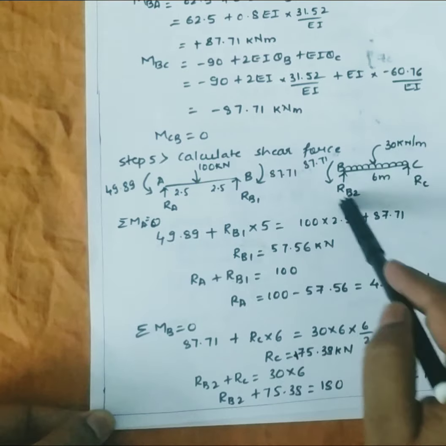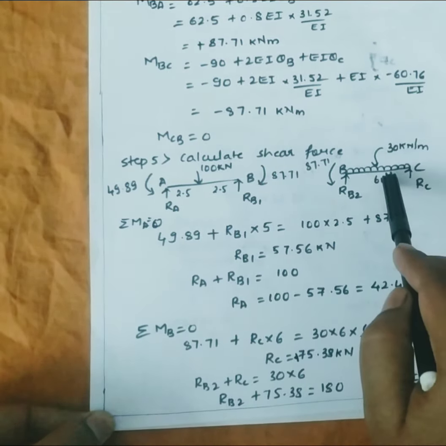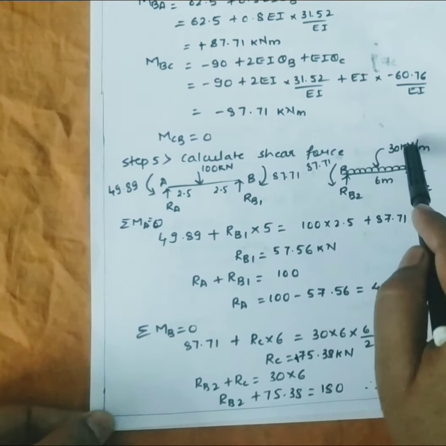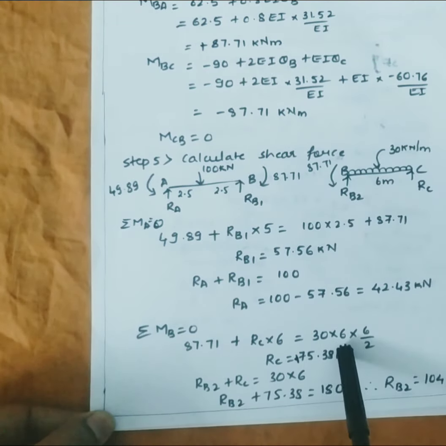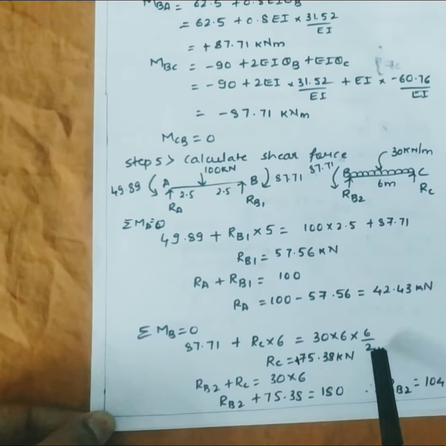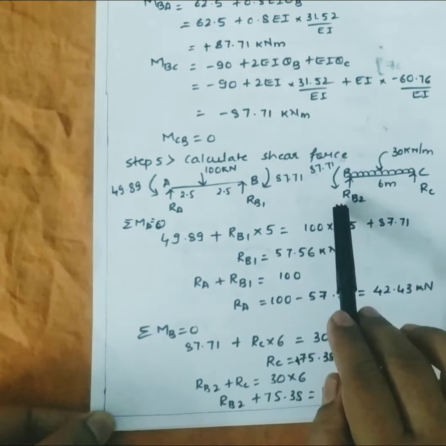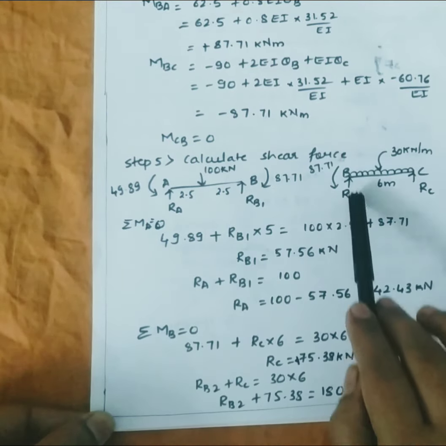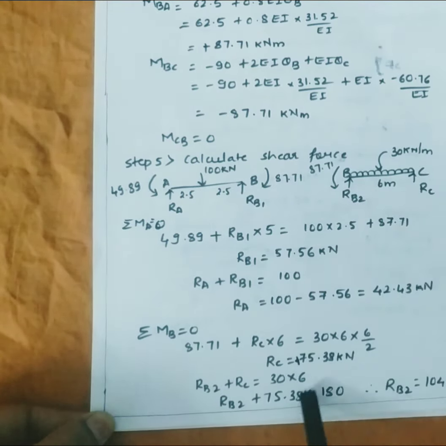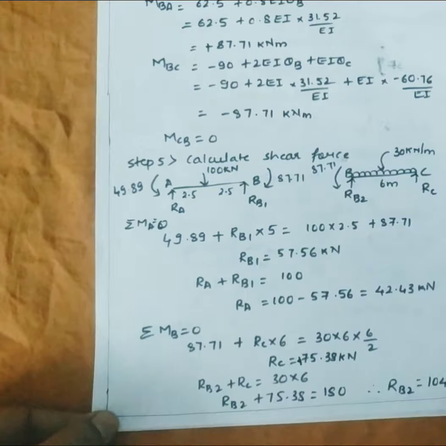For this span, taking moment about point B, this is anti-clockwise 87.71 and RC into 6 anti-clockwise equal to 30 into 6 into 3. The UDL total load is 30 into 6, acting at a distance of 3 meters, half of the span. So RC is 75.38 kilonewton. Then taking summation of vertical forces, RB2 plus RC equal to 30 into 6. So we get RB2 equal to 104.62 kilonewton.